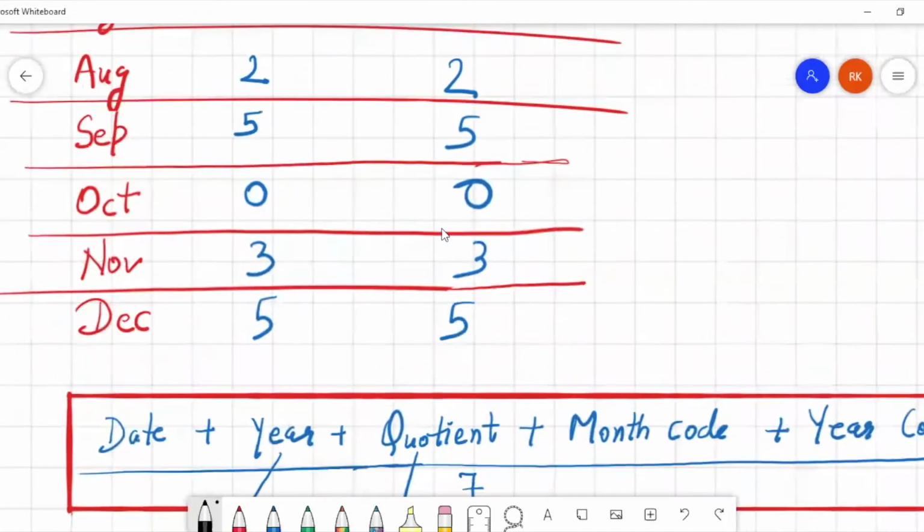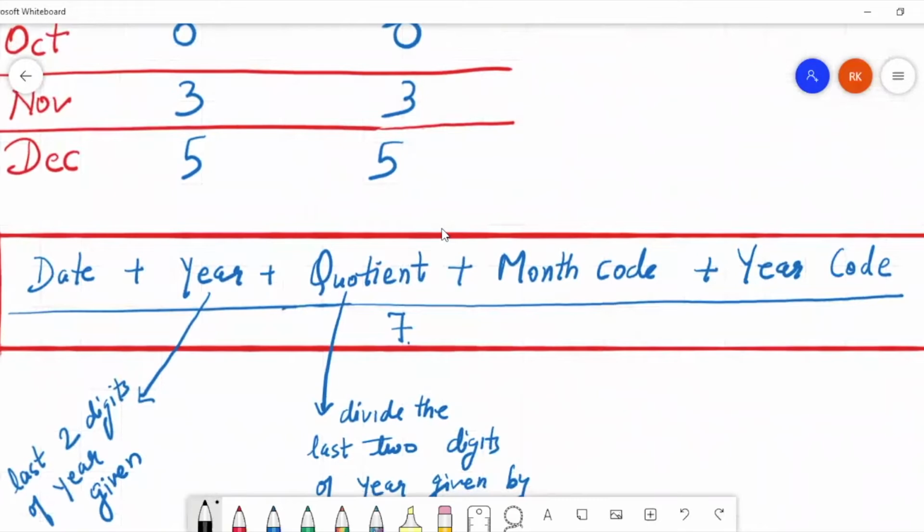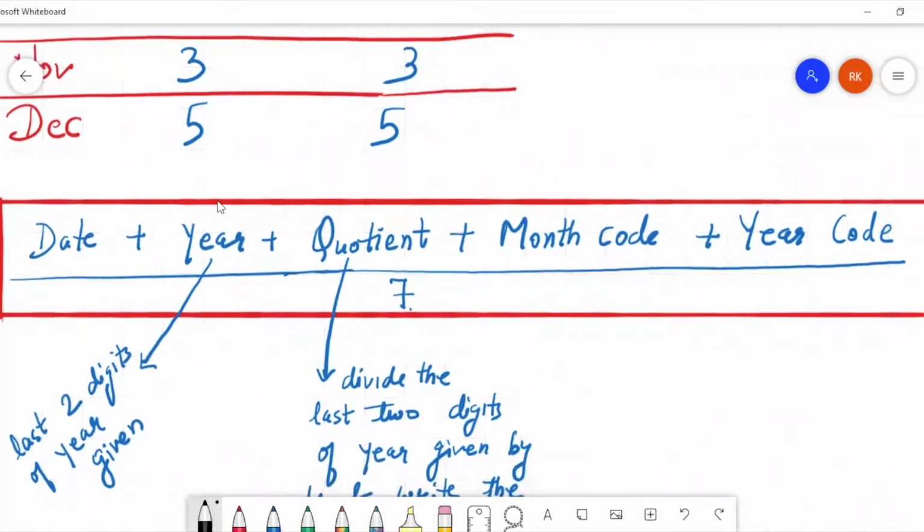Okay. Now let's come to the formula. This is the formula to calculate the day. What is the formula saying? You have to add date, year, quotient, month code, and year code, and then divide it by 7. Date will be given in the question. Year will also be given in the question. But what you have to keep in mind is you have to take the last 2 digits of the year.